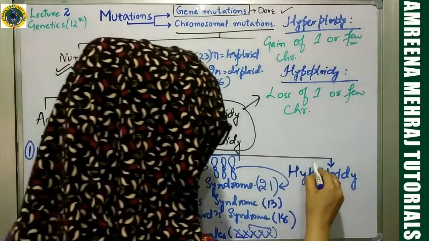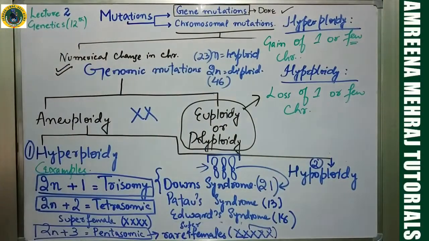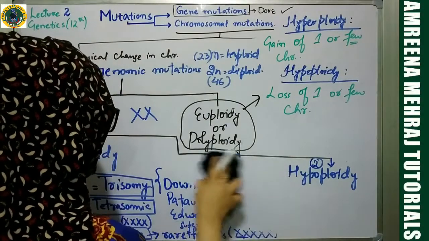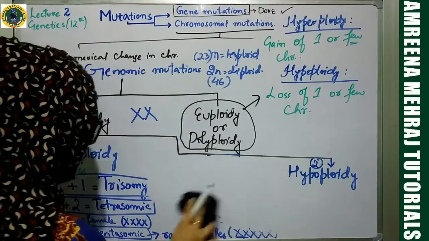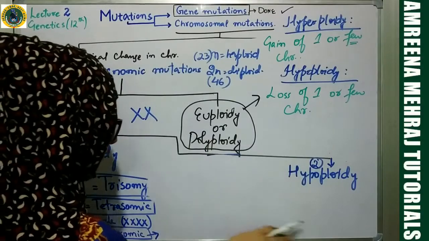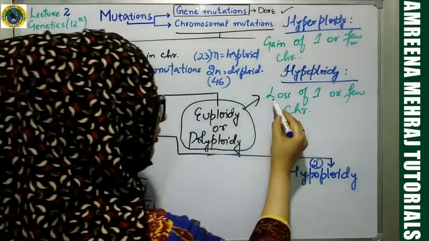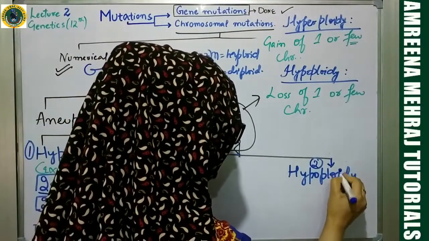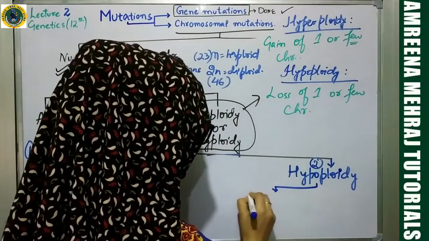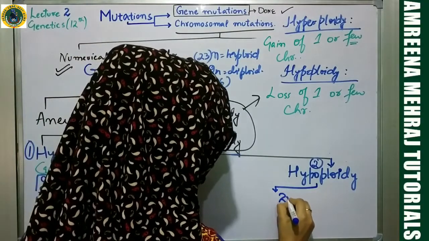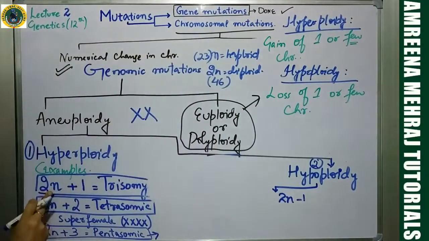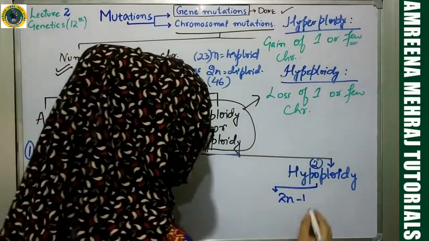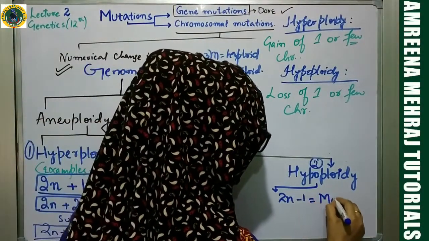Now let us go to hypoploidy. Let's understand about hypoploidy. In hypoploidy, you have loss of one or a few chromosomes. This is very simple. Suppose I make a condition like this: 2n minus 1. Here it was 2n plus 1. Now you will say 2n minus 1, loss of one chromosome. The condition will be called monosomy.